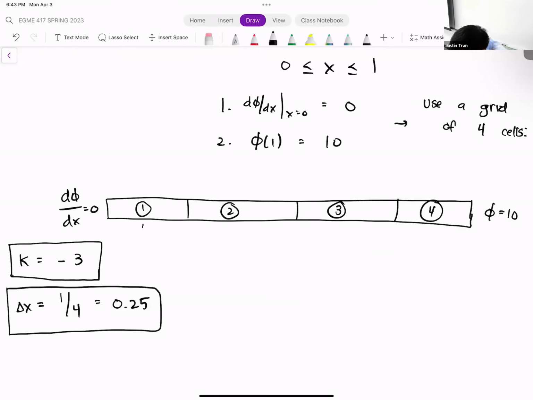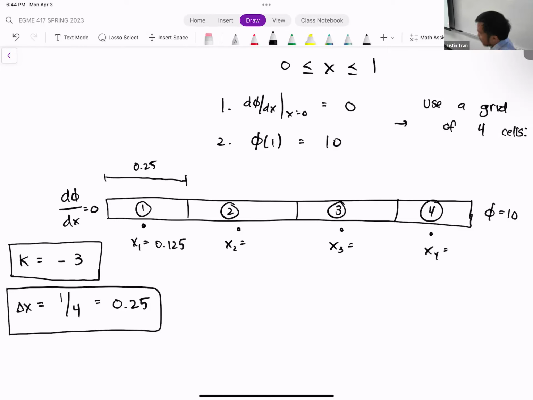Last thing I want to do before we start writing down the equations is write down the coordinates of each cell center, from x1, x2, x3, x4. That's going to be relevant because that's what we're going to use in our equation. You have to be a little bit careful here, because the fact that we're using cell centers is a little bit tricky. The distance between the edge of the domain and the edge of the first cell is 0.25, the size of the cell. So the middle of that cell, the location of the center of cell 1, x1, is going to be 0.125.